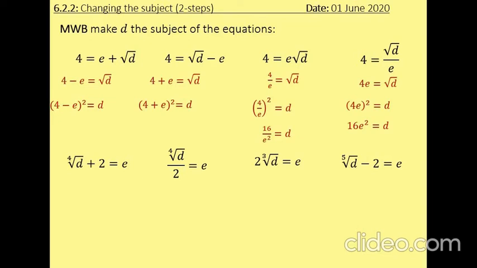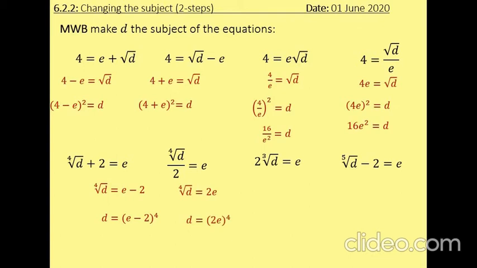The next row, we can see that D, we found the 4th root of D, then added 2. So working backwards, we subtract 2 both sides, and then we raise both sides to the power of 4. Next, we can see that D has the 4th root. So we found the 4th root of D, then divided by 2. So working backwards, we're going to times 2 both sides, and then we're going to raise both sides to the power of 4.